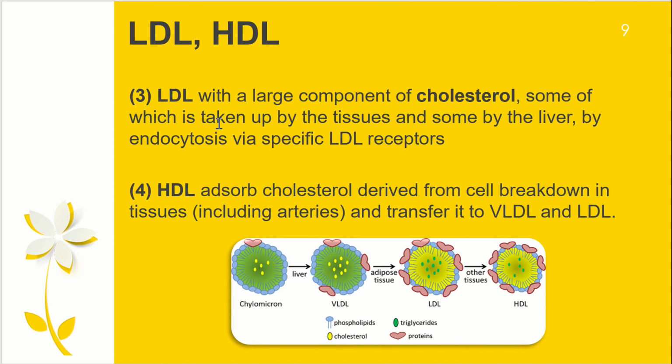And onto your LDL and HDL. LDL has a large component of cholesterol, as we can see, a large yellow portion, some of which is taken up by the tissues and some by the liver by endocytosis through specific LDL receptors. Now your HDL absorbs cholesterol derived from cell breakdown in tissues, including arteries, and transfers it to VLDL and LDL.